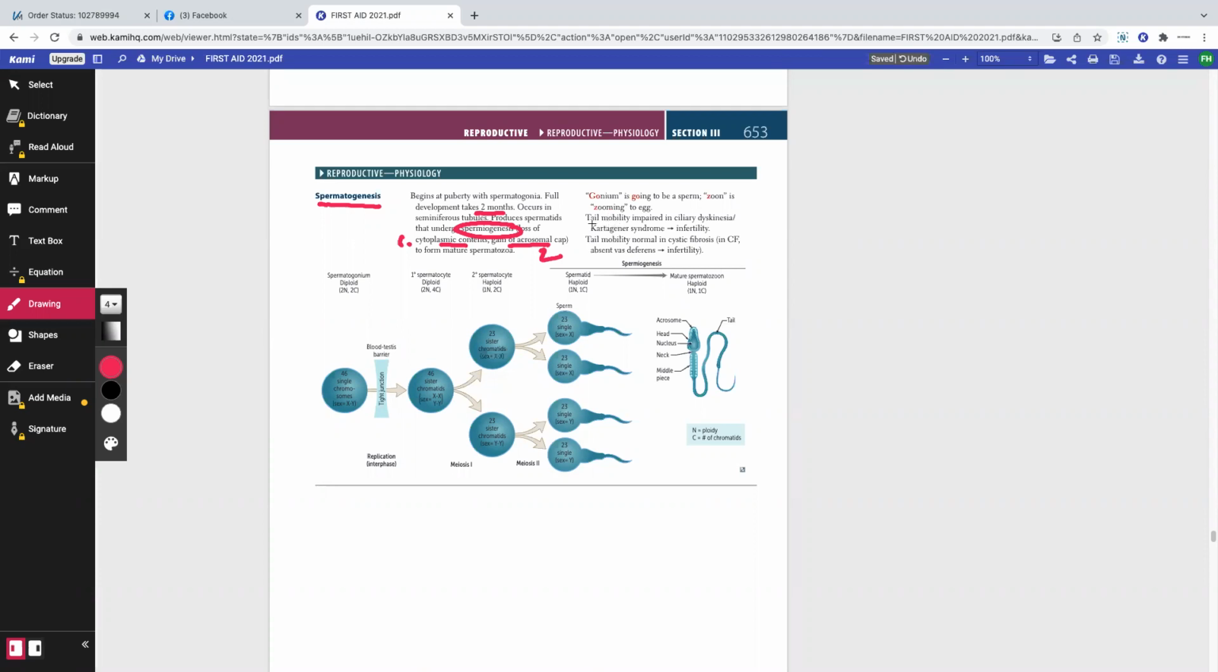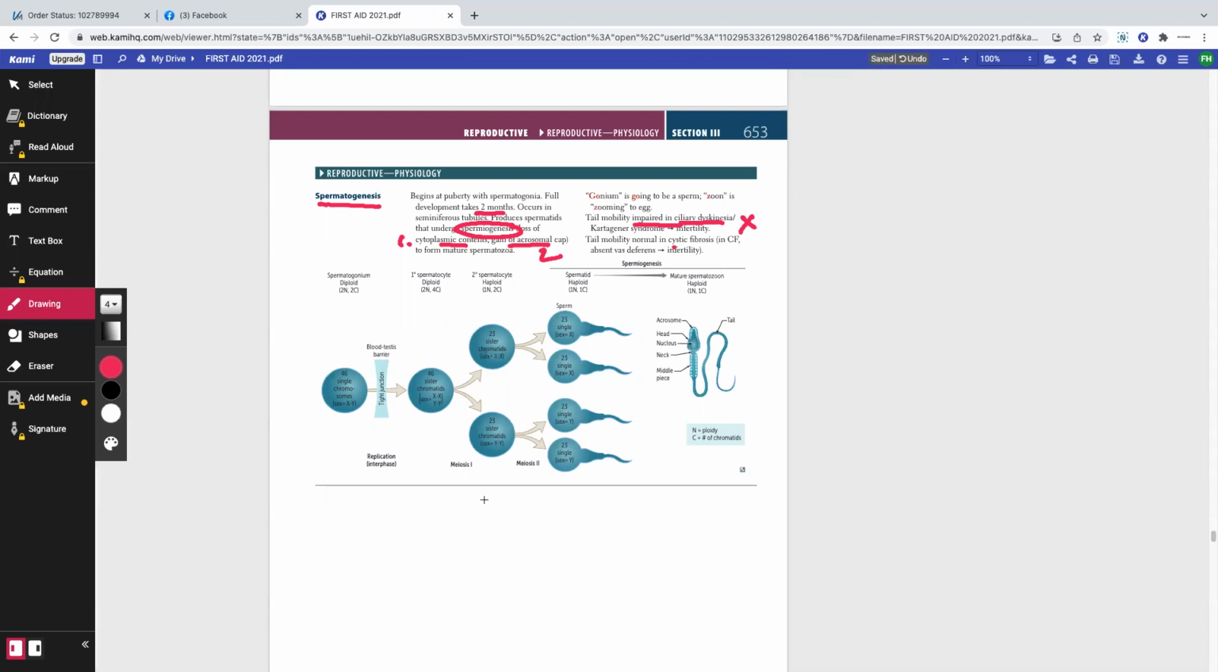Sometimes the tail of the sperm, which has a ciliary movement, can be affected. We can have ciliary dyskinesia, especially in primary ciliary dyskinesia, which we call Kartagener syndrome. Sometimes we can also have ciliary abnormality in cystic fibrosis. Tail mobility is impaired in primary ciliary dyskinesia, but normal in cystic fibrosis, yet we get infertility in both diseases. In primary ciliary dyskinesia, infertility is because the tails will not move, and in cystic fibrosis, infertility is because of thick secretions.